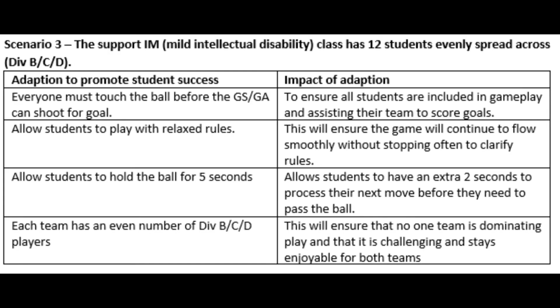For Scenario 3, the first adaptation is that everyone must touch the ball before the shooters can go for goal. The impact of this is that it will ensure all students are included in gameplay and assisting their team to score goals. The second adaptation is to allow students to play with relaxed rules. The impact of this is that it will ensure the game will continue to flow smoothly without having to stop to clarify rules.